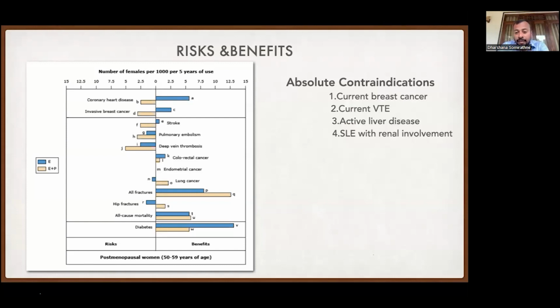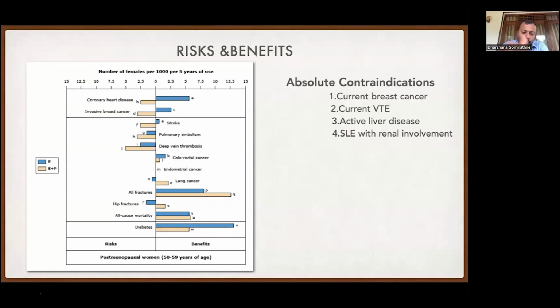This is data taken from many studies, and on the right side you can see coronary heart disease and invasive breast cancer. Blue indicates the estrogen-only preparations, and yellow indicates estrogen plus progesterone preparations. Coronary heart disease actually has a benefit if we start hormone replacement therapy at age 50 to 60, because we usually don't recommend starting hormone replacement after the age of 60.